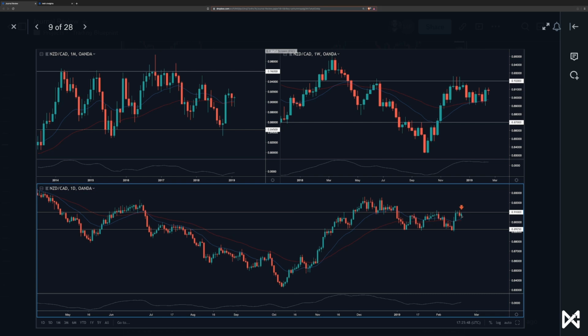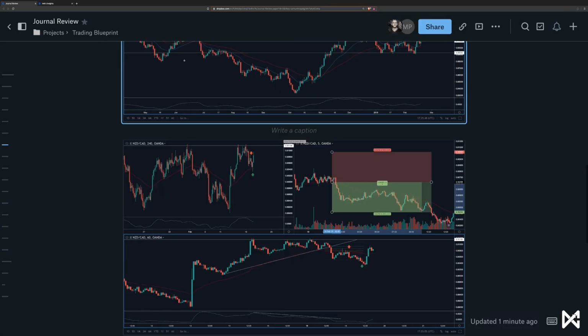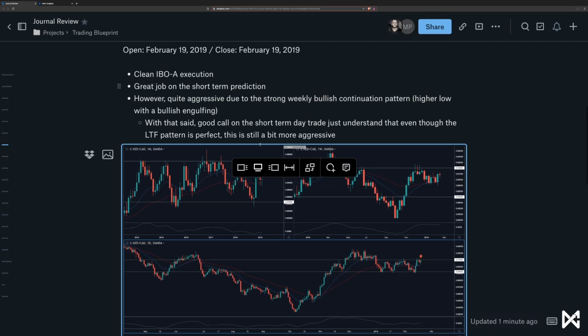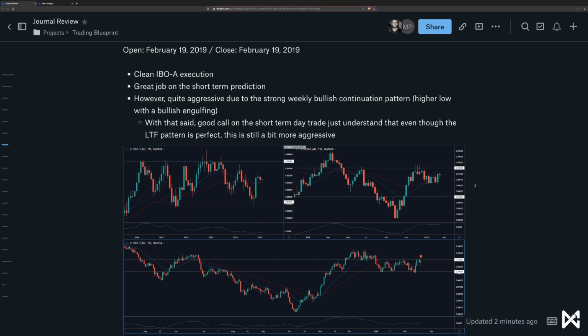The daily chart is within a range. But this is what I meant by the risk, right? It's still aggressive because the lower time frames line up. The daily chart is okay. I mean, it has the resistance, it has the deceleration, it has the candlestick formation. But the weekly chart is fully against you, right? And it's just potentially starting a brand new run, potentially, right? With that bullish engulfing, rejecting that weekly 50. So this is what I meant, quite aggressive due to the strong weekly bullish continuation pattern. Higher low for bullish engulfing, right?